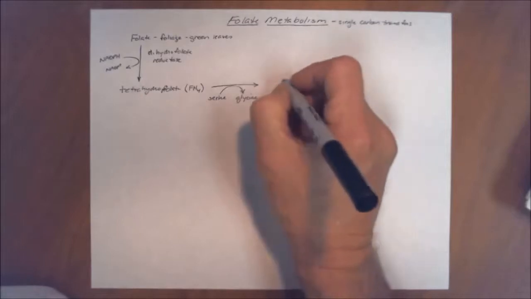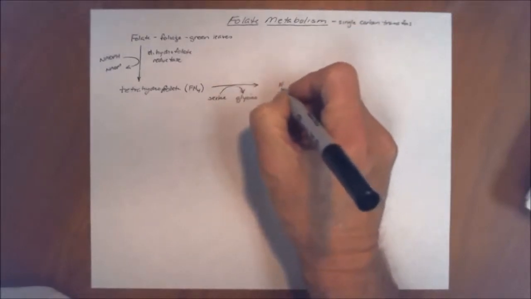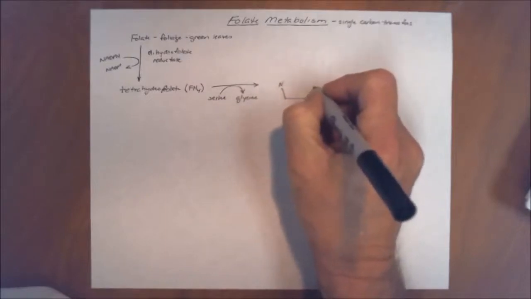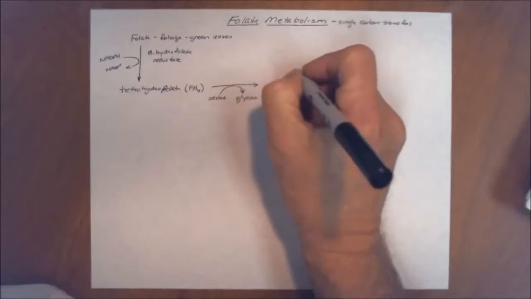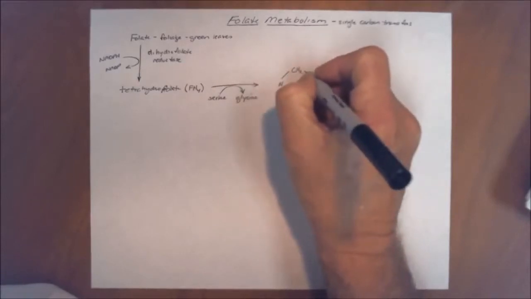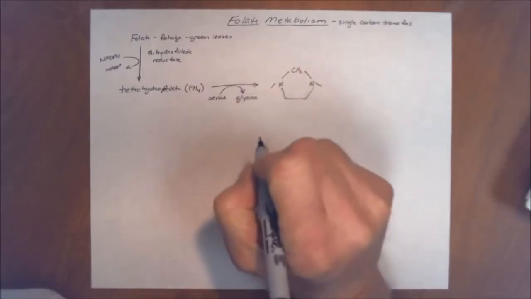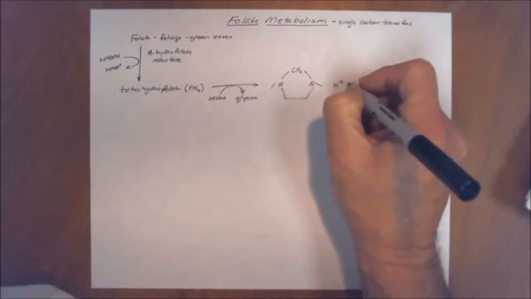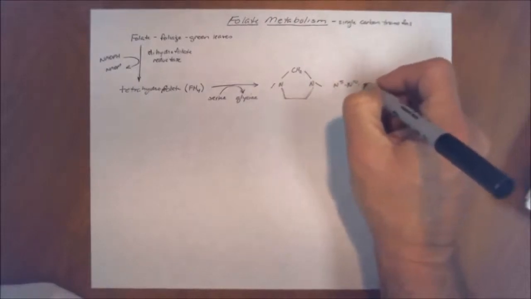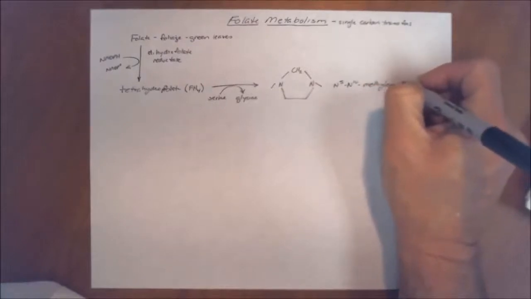What we form is a structure that I will abbreviate, because this is only a portion of the molecule. Is N5, N10, methylene tetrahydrofolate.